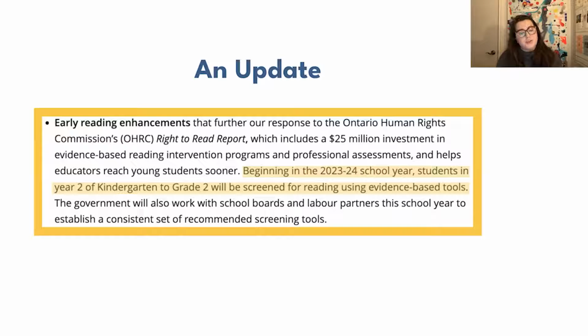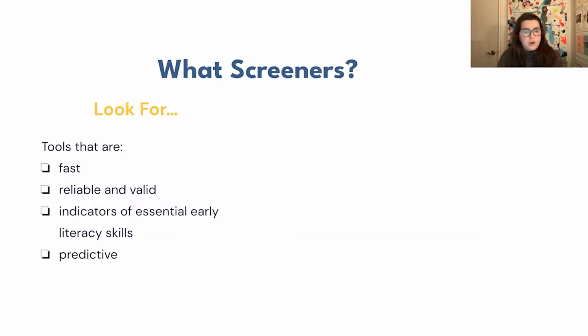You'll notice also in this announcement that there is some discussion about what type of tool, whether there's a recommended list or an approved list. And while we are not sure what tools the ministry or boards will recommend, again, we've got those key look-fors for a screener. We want to make sure tools are fast, brief, reliable and valid. They give an indicator of those essential early literacy skills, those skills that we know are necessary to become a skilled, proficient reader, and they are predictive of future performance. So we don't know what those will be.